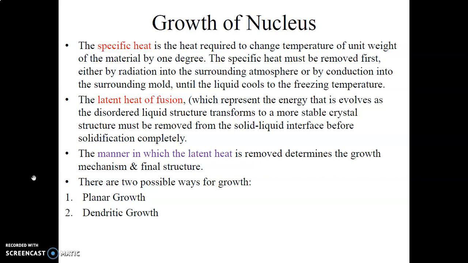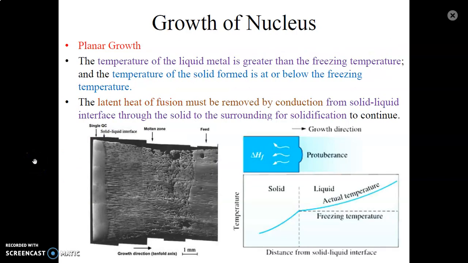when the disordered liquid structure is transformed to the more stable crystal structure, must be removed from the solid-liquid interface before solidification completes. The manner in which the latent heat is removed determines the growth mechanism and final structure. There are two possible ways of growth: planar growth and dendritic growth.